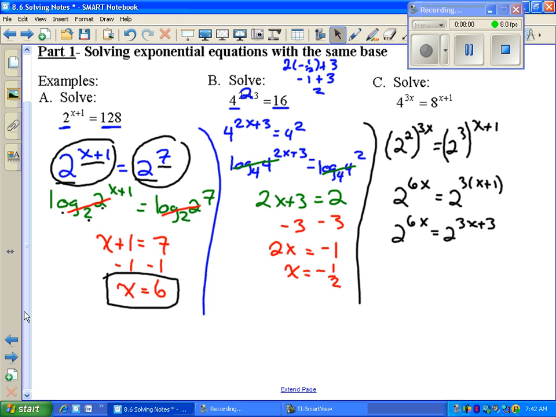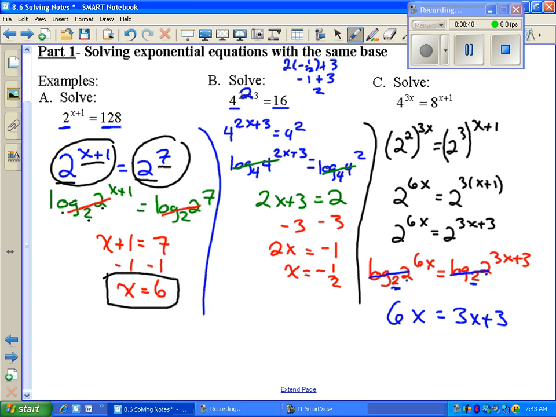Again, since these are exponents, I can cancel out my exponents by doing logs. And so now I can say log base 2 of 2 to the 6x is equal to log base 2 of 2 to the 3x plus 3. Now, I haven't said much about this, but make sure you understand why I'm choosing these as base 2. I'm choosing these as base 2 because I already have a base of the exponent as 2, and they have to be the same for them to cancel out. So these cancel, leaving 6x. These cancel, leaving 3x plus 3. The exponents have to be the same.